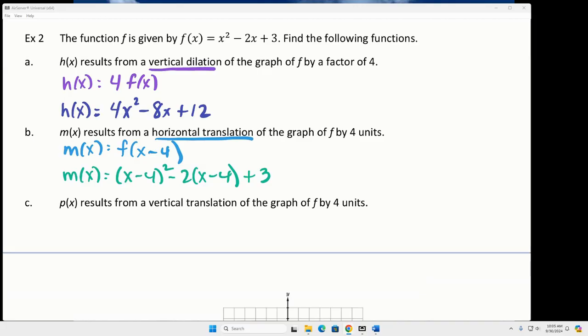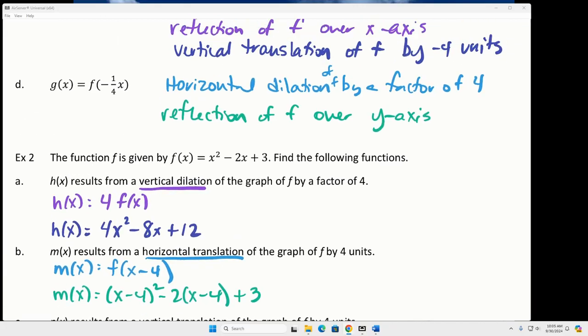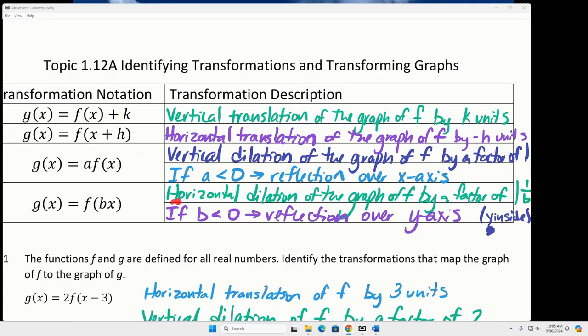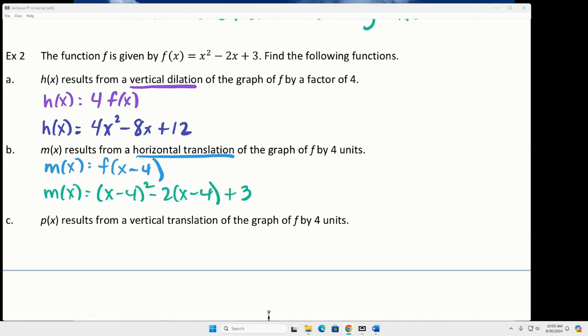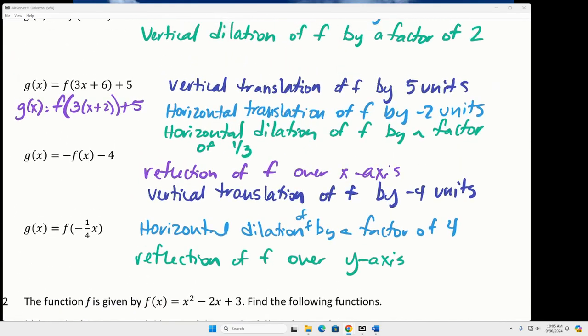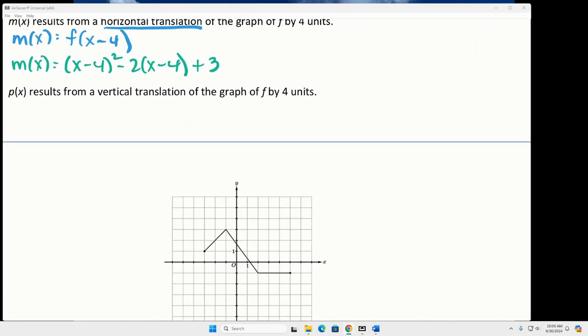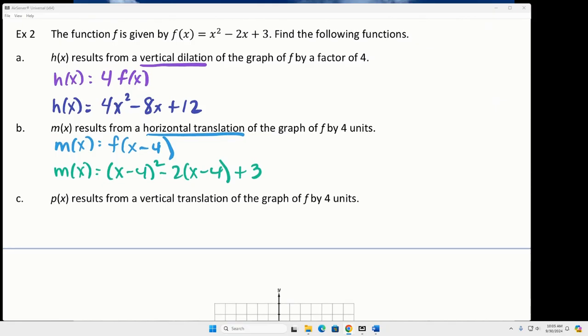Okay, so you're going to do the reciprocal whenever it's a horizontal dilation. And so I don't think any of these examples have horizontal dilation, but this one did. Horizontal dilation, you do the reciprocal. All right, and then C, we have P of x. Oh, you guys do this one on your own.